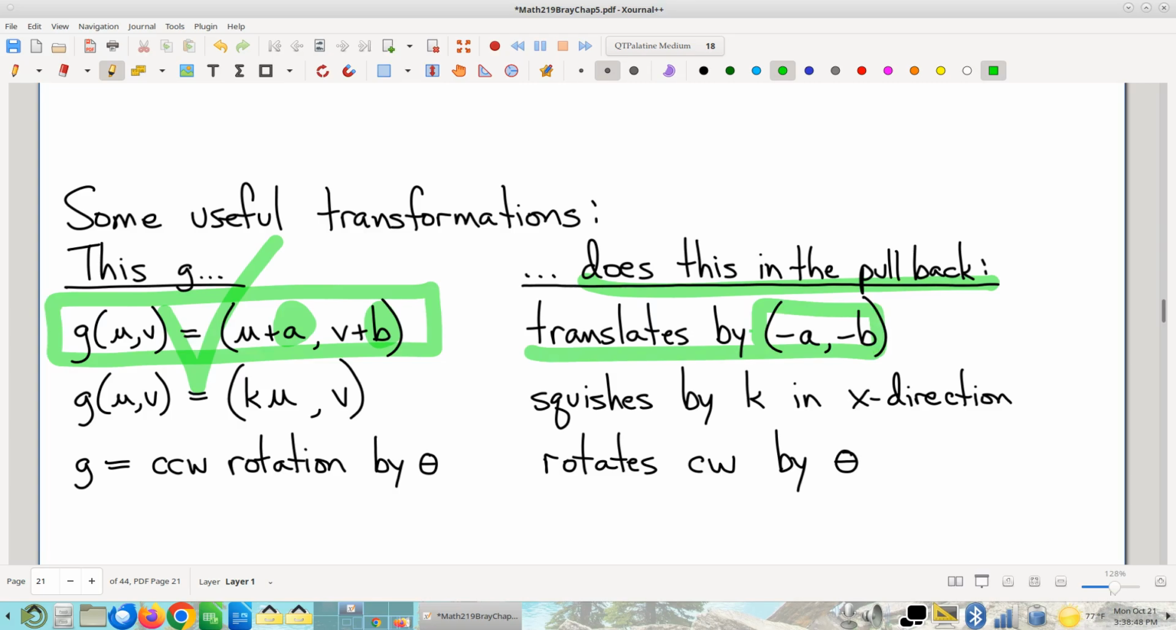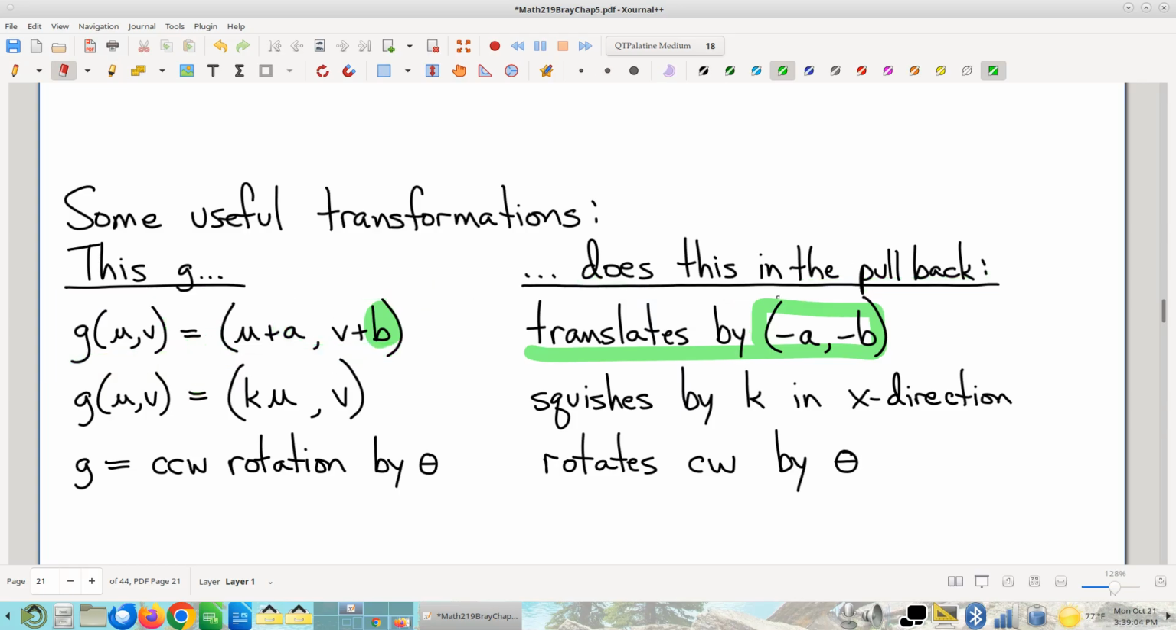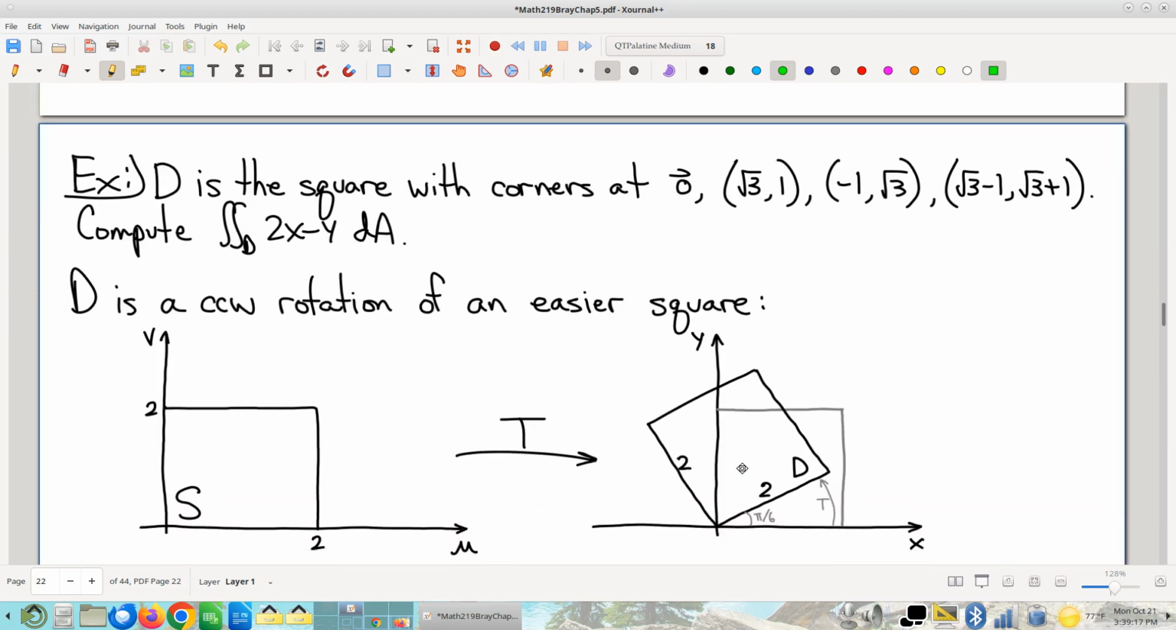And so likewise, if you stretch in the x direction by a factor of k, when you pull back, you will effectively be squishing by a factor of k in the x direction. So just undoing what you did. And likewise with the direction of your rotation. If your change of variables is a counterclockwise rotation, undoing that will be a clockwise rotation. Okay, so let's see an example. I'm going to do a rotation example here.